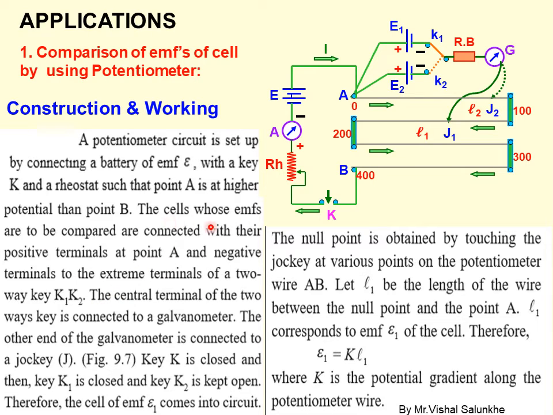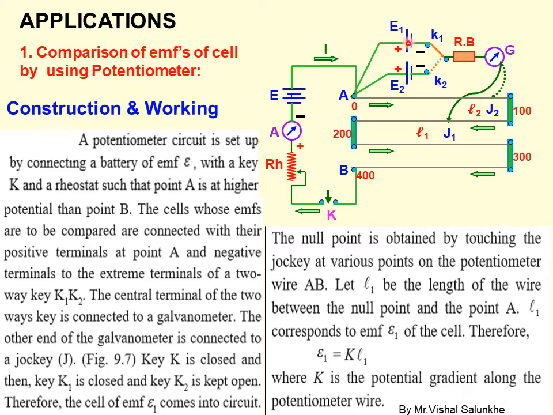Both the cells whose EMFs are to be compared are connected with their positive terminal at point A. Here the positive terminal of the cell of EMF E1 is connected to A, and the positive terminal of the cell of EMF E2 is connected to A. So both positive terminals we have connected at point A.